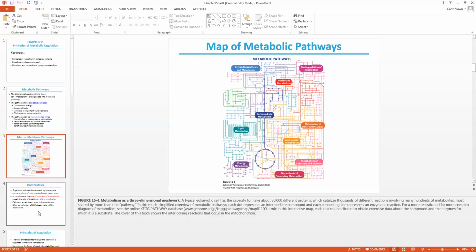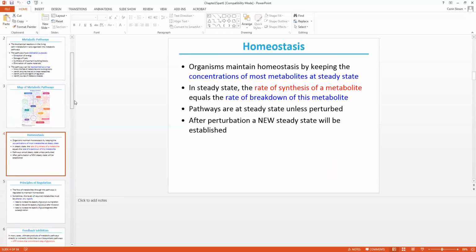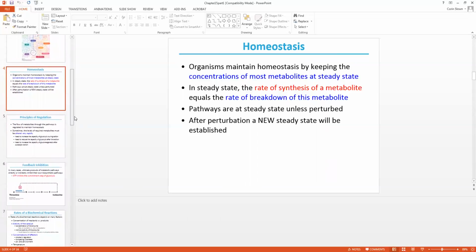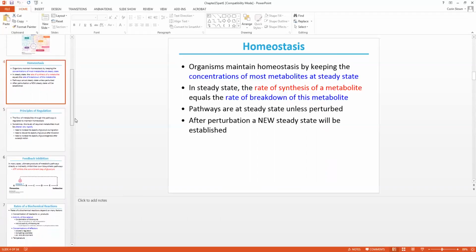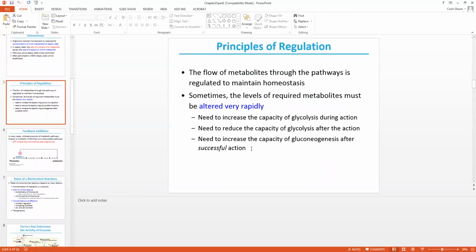human metabolism. If we look at homeostasis, we know that organisms maintain homeostasis by keeping the concentrations of metabolites at a steady state. So in a steady state, the rate of synthesis of a metabolite equals the rate of breakdown of that metabolite. And so we can make the assumption that pathways are always at steady state unless they're perturbed. And after a perturbation, a new steady state will then be established. And so it's really the flow of metabolites through the pathways that's regulated to maintain homeostasis.